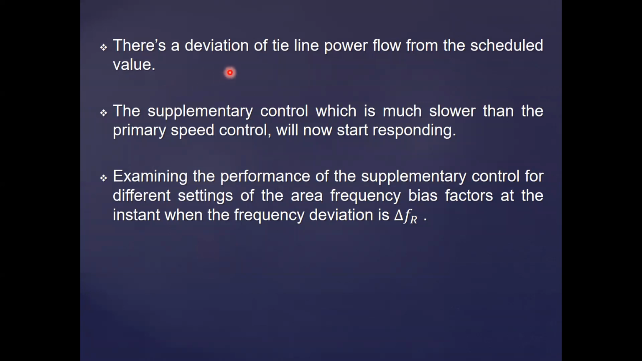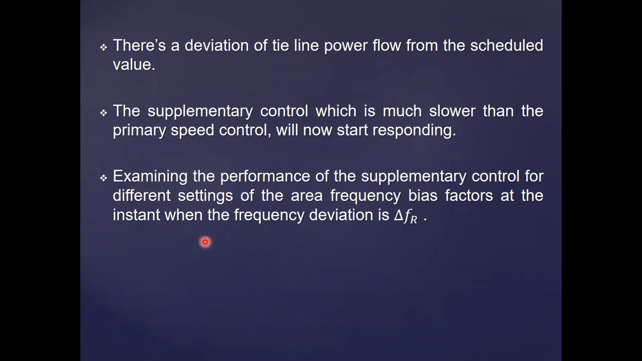So there could be a deviation in the tie line power flow from the scheduled value, because we said that the deviation in the tie line power flow should be 0. And the supplementary control signal, because this is in the secondary loop, will be slower than the primary loop, the primary speed control. So we will examine the performance of the supplementary control loop with the different settings.